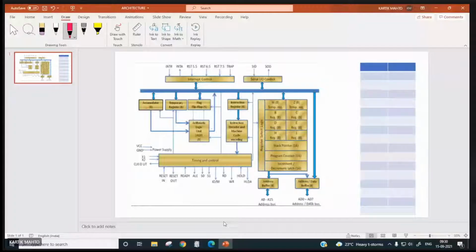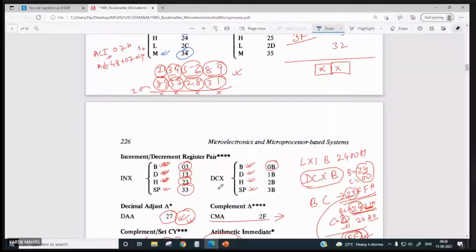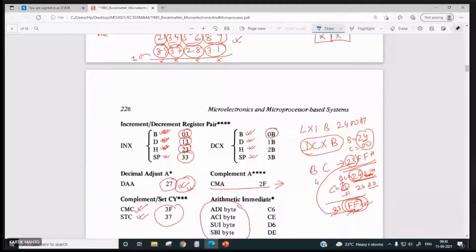Next, if you come to INX, INX SP is also there, and DCX SP is also there, but we never use these because normally the stack pointer is decremented automatically 2 times whenever we do a push instruction, and it is incremented 2 times whenever we pop the 2-byte data from the top of the stack to the register pair.